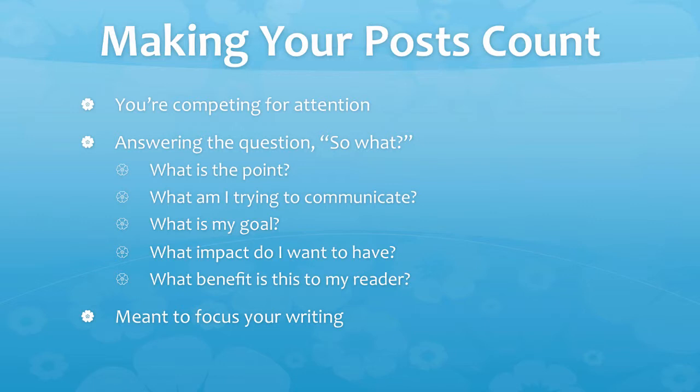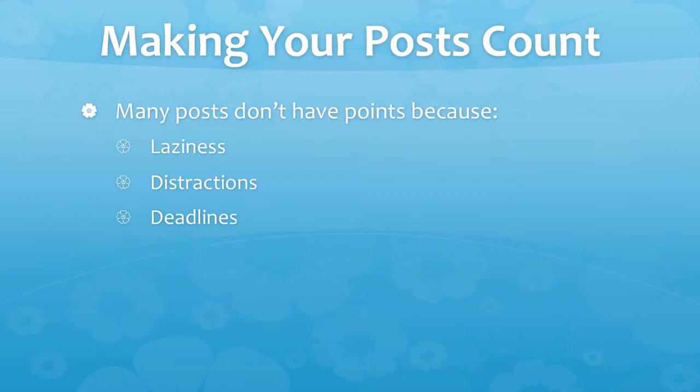What impact do I want to have? What benefits is this going to give to my reader? As you think about these things, write them down, because sometimes if they're there staring at you on the paper, it keeps you focused better. And again, this is meant to focus your writing. Most posts don't have points because of A, laziness, B, distractions, or C, deadlines. I know that I didn't actually number them. That should be like flower laziness, flower distractions, flower deadlines. That's why most blogs ramble, and you get done and you're like, what was the point of reading that? I don't understand.